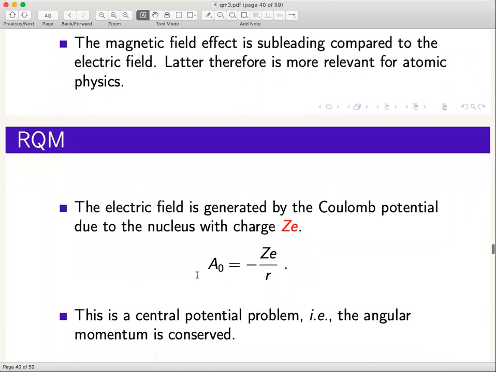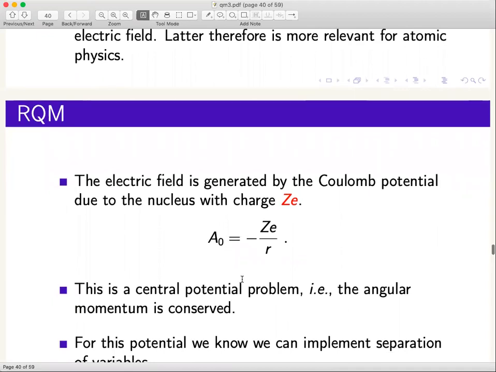So what we are going to do is to plug this back into the equation, and given that this is the only potential that the problem has, and it depends only on the magnitude of R, this is a central potential problem. And since it's a central potential problem, angular momentum is a good quantum number. Angular momentum is conserved in this system.